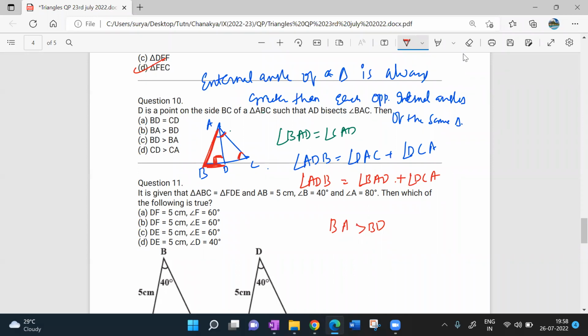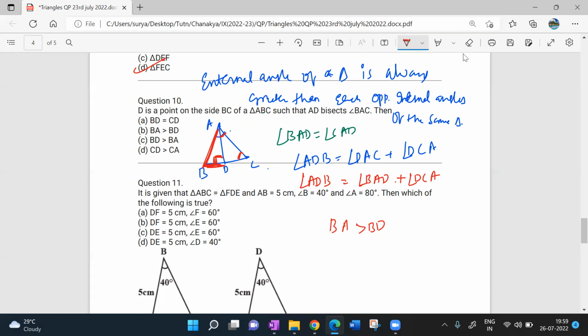Sir, how do you say that, is that a 90-degree angle? No. Sir, if you say that BA is always greater than BD, now BD is equal to CD. BD is greater than BA? Impossible. CD is greater than CA? No. Option D deleted, C deleted. Option B should be the correct one.